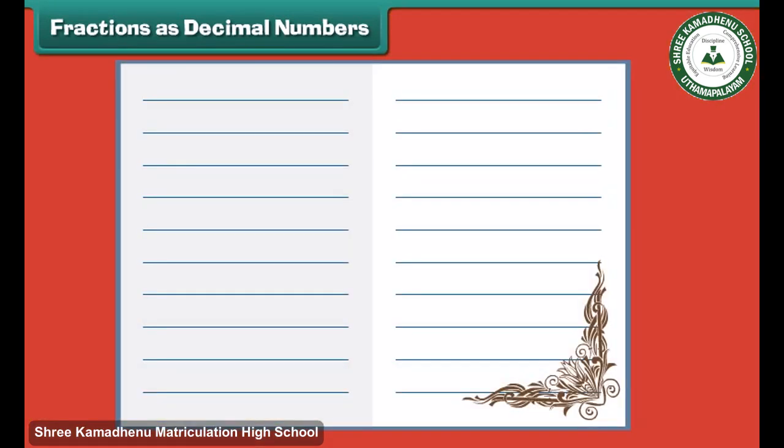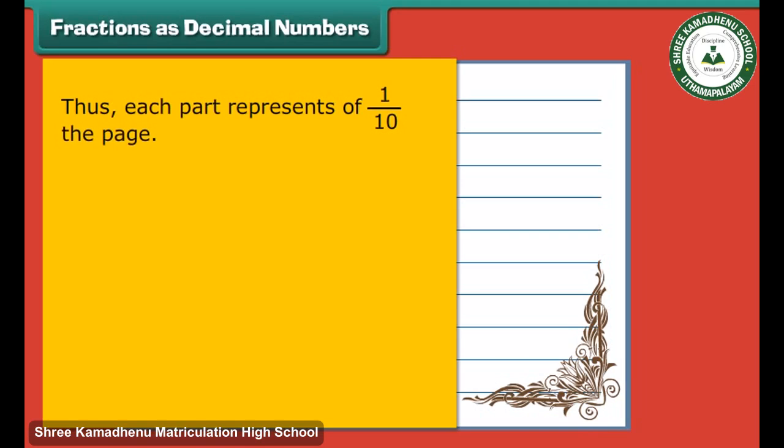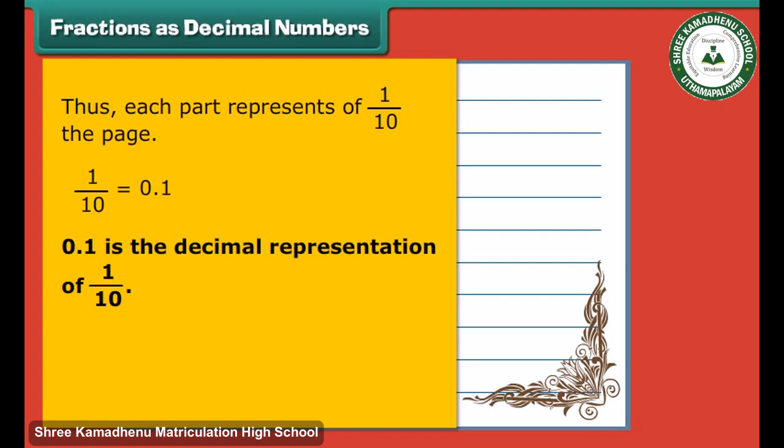Fractions as decimal numbers. Arpita is busy decorating the pages of her personal diary. The lines on a page of her diary divide the page into 10 equal parts. Thus, each part represents 1/10 of the page. 1/10 can also be written as 0.1. Therefore, we can say that 0.1 is the decimal representation of 1/10.